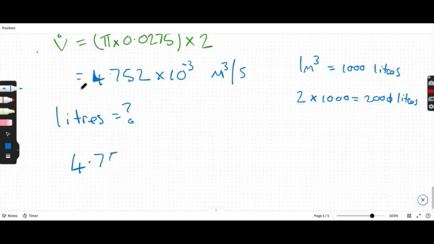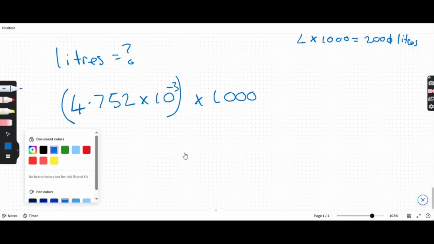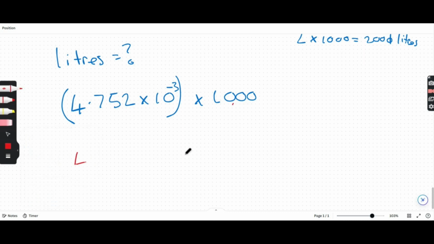You shouldn't really need a calculator for this. 4.752 times 10 to the minus 3, times that by 1,000, because there's 1,000 litres in a cubic metre. So the answer is going to be 4.752 litres per second. That's how many litres per second? Almost 5 litres per second.